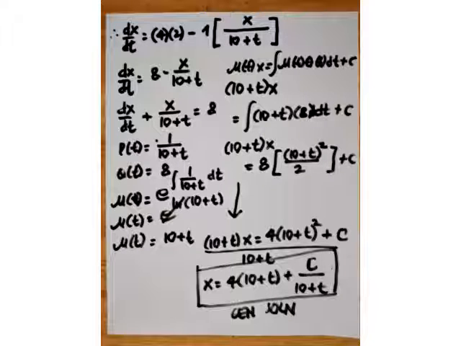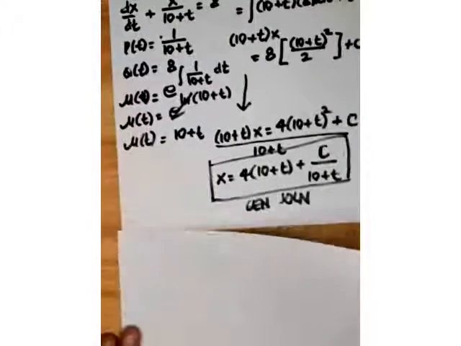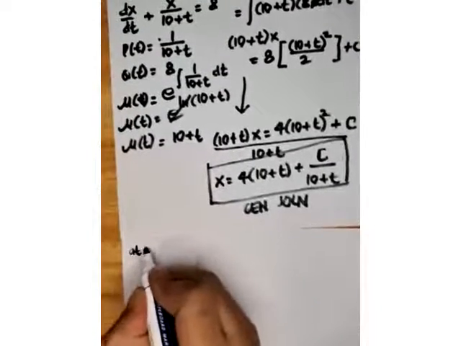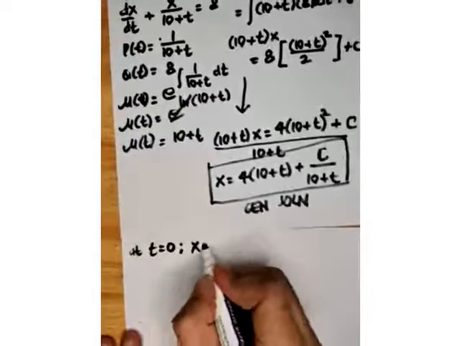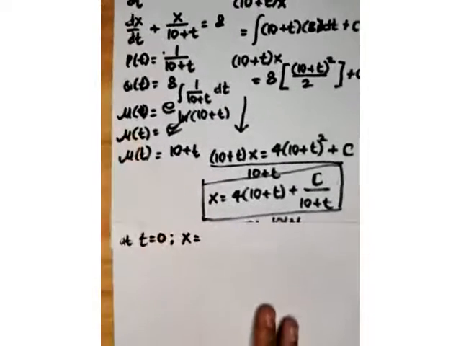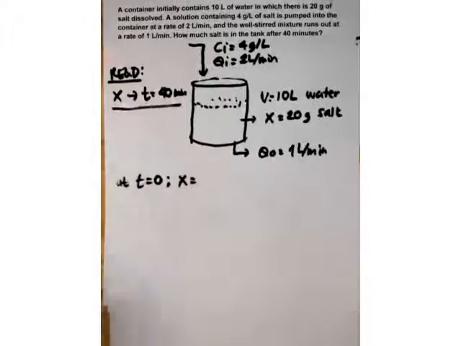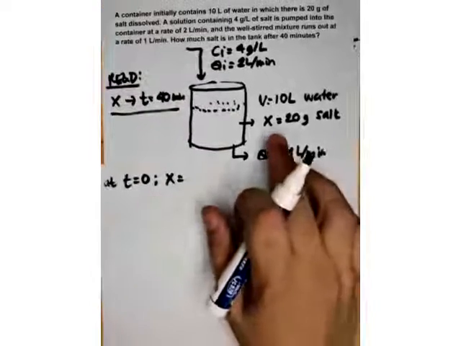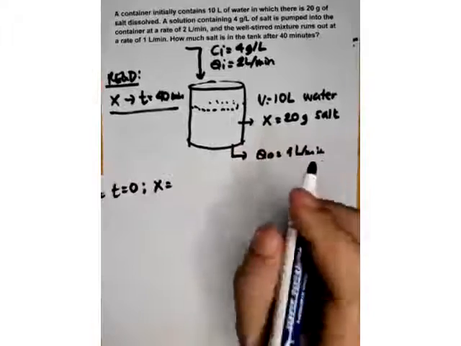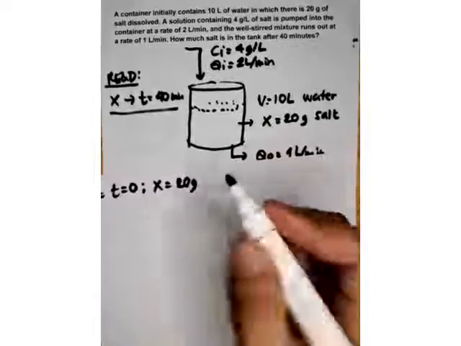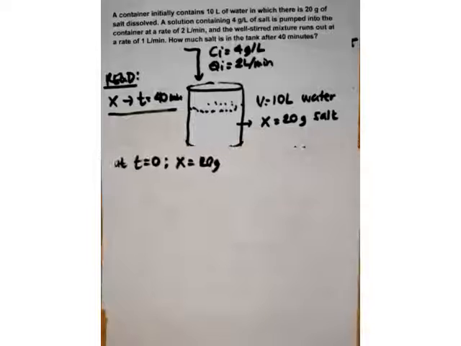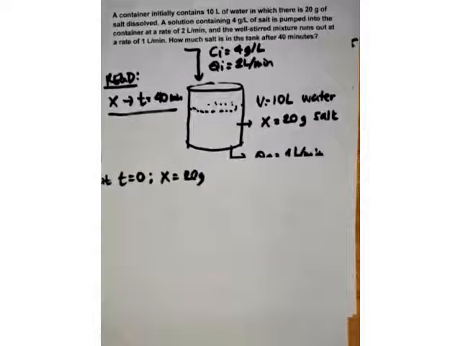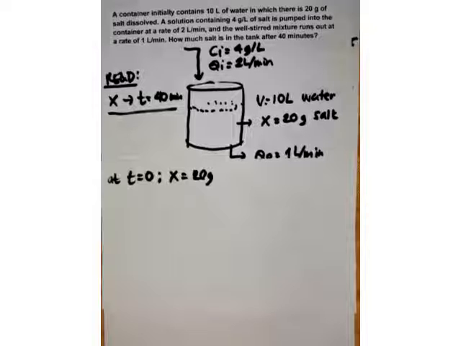Okay. So let's have our first condition. So to apply our first condition, we let when t is equal to 0, so what's the value of x? Okay. So remember, x is the amount of substance in the tank. At t is equal to 0, so what's the amount of substance in the tank? So the amount of substance is 20 grams. Okay, so remember that. Dito malimit nagkakamali mga estudyante. At t is equal to 0, we always get the initial condition.